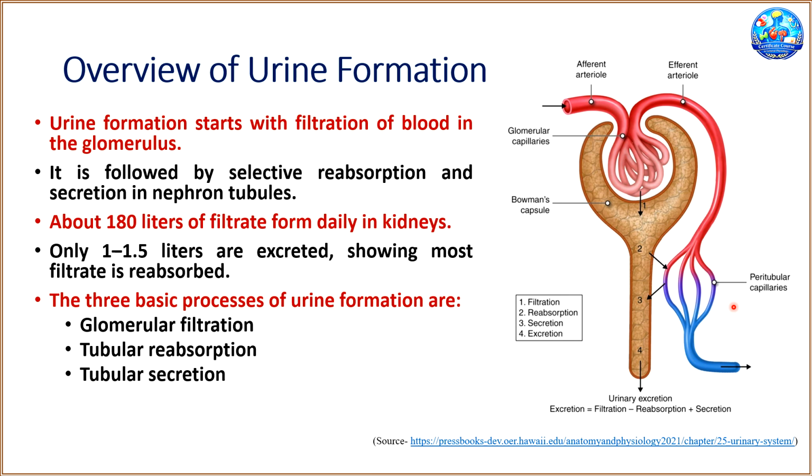So the three basic processes which take place here in the urine formation are the glomerular filtration, tubular reabsorption, and tubular secretion. Finally comes the excretion, wherein the urine is excreted out.